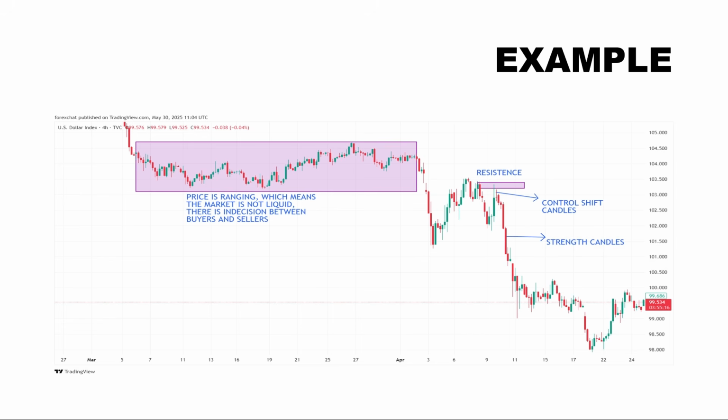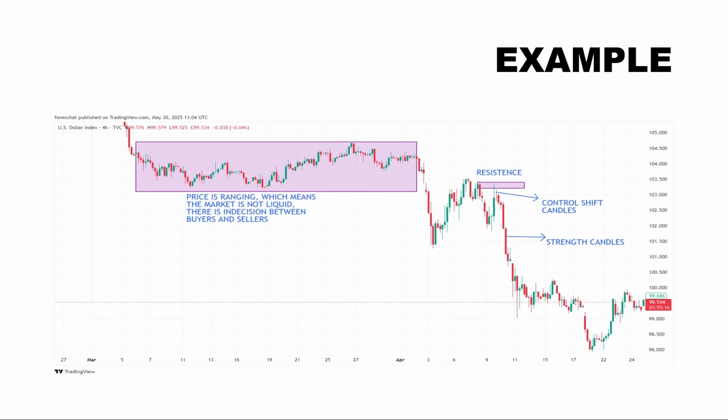So I'm trying to have a full-blown situation in a market where we have indecision candles, control shift candles, and then we have strength candles, right? As we'll go later on, you will see that in a perfect market, you're supposed to see all these three things appearing.